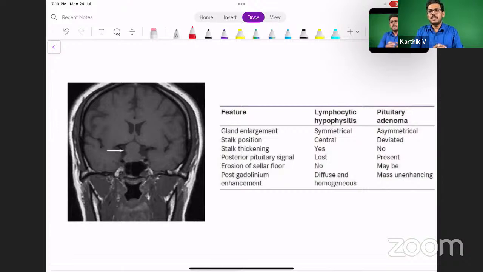Now, as we have discussed, the important differential diagnosis of lymphocytic hypophysitis is the pituitary adenoma. So how to differentiate pituitary adenoma from lymphocytic hypophysitis? It is by a radiological scoring called Gutenberg scoring.